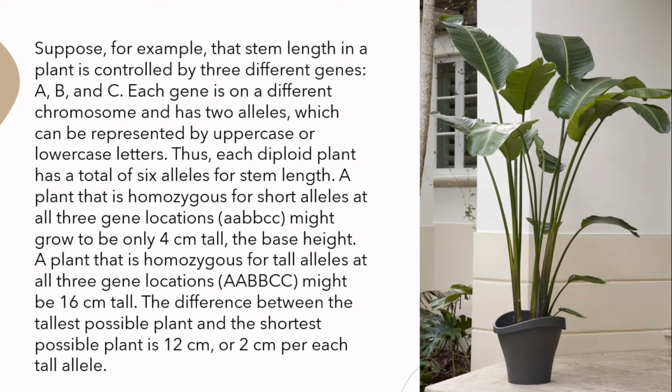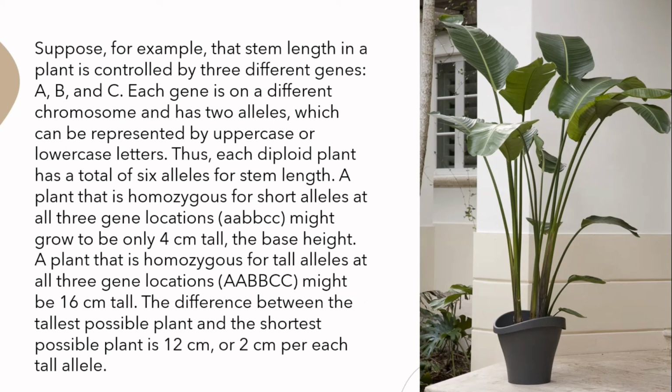A plant that is homozygous for short alleles at all three gene locations might grow to be only 4 centimeters tall, the base height. A plant that is homozygous for tall alleles at all three gene locations might be 16 centimeters tall. The difference between the tallest possible plant and the shortest possible plant is 12 centimeters, or 2 centimeters per each tall allele.